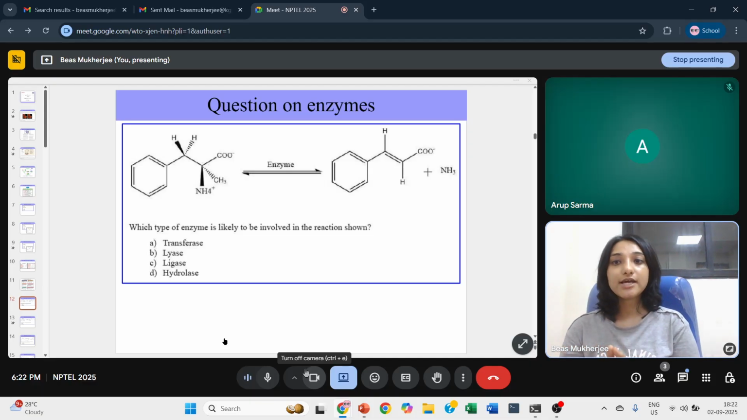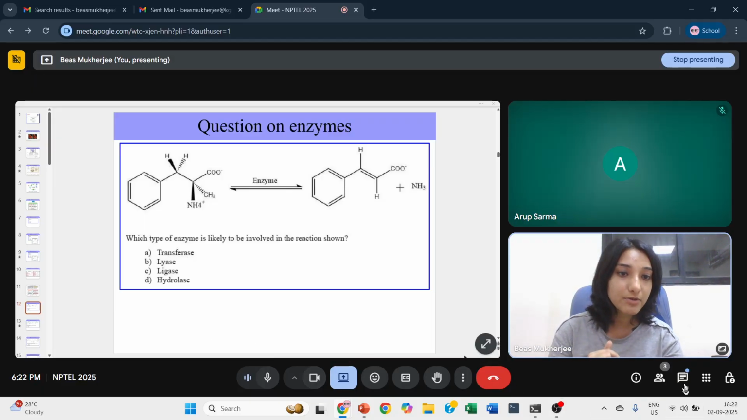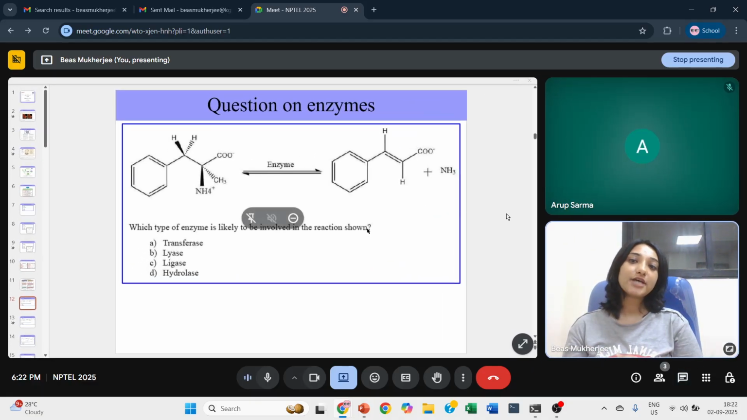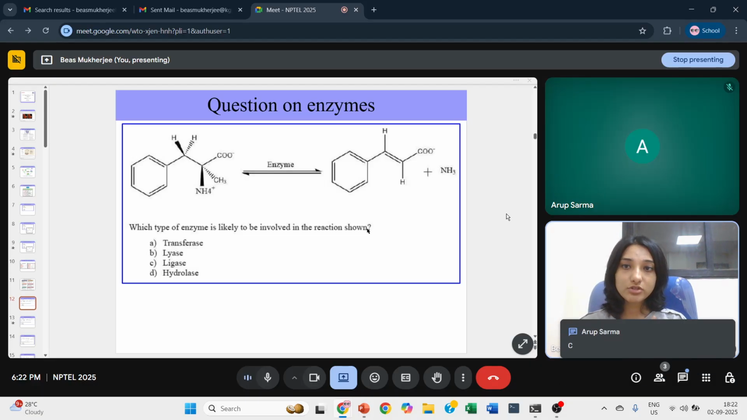Okay. So here there is a compound, and this compound gets changed into another compound. See what is happening. This single bond is changing into a double bond, right? So this hydrogen is released and double bond formation is taking place in this case. Which type of enzyme is more likely to be involved in this reaction? Now we have read about this. Try to understand what is going on over here. C. Okay, let's see.